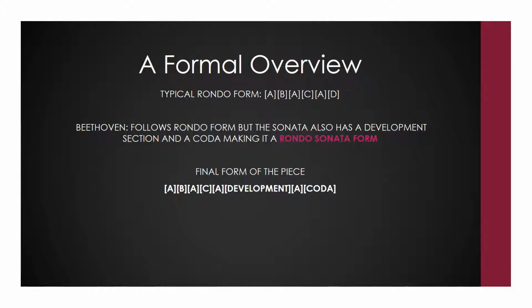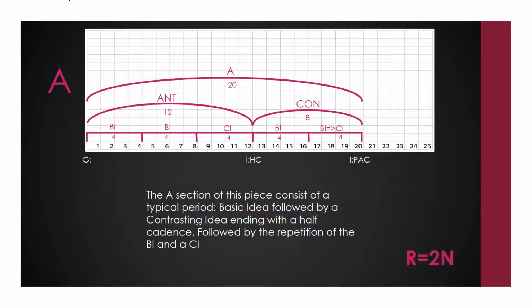So the final form for the entire piece is an A, B, A, C, A, and then we have a development section, and then the A section comes back, and then we finish off with the coda. Okay, so first we're going to look into the A section, which is a section that is repeated throughout the whole piece. So this A section consists of a typical period, the basic idea followed by its contrasting idea, and then it ends in the half cadence in G, which is what the piece is in.